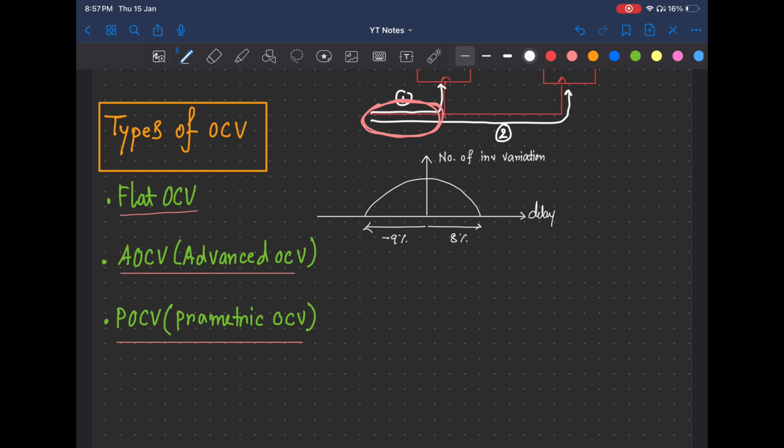And parametric OCV is what we are talking about most nowadays, where we model the entire design or the timing path in a probabilistic way. We model the delay in a statistical way. We try to calculate the standard deviation, variation, and the mean, mu or sigma.